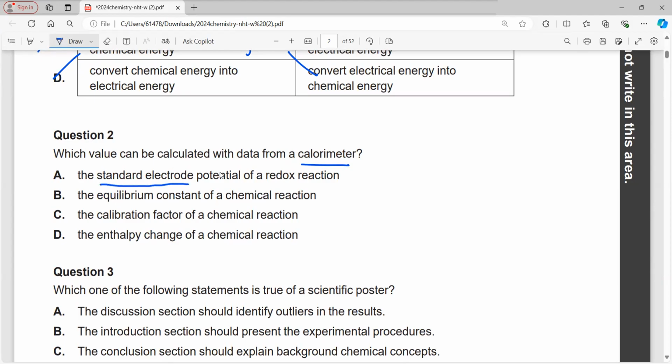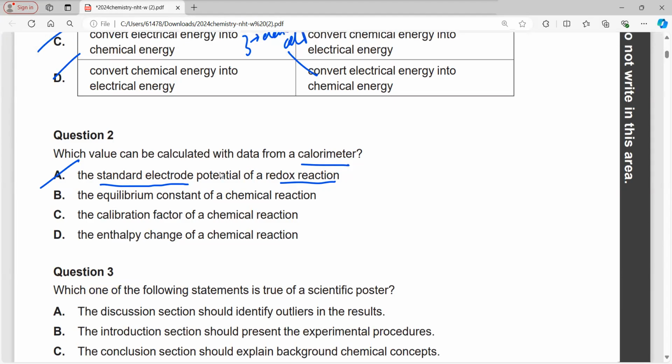So the standard electrode potential of a redox reaction, not really. We use a voltmeter for that. The equilibrium constant of a chemical reaction, again, not really, right? When a chemical reaction reaches equilibrium, we use the concentrations of each of those species, and then we calculate the equilibrium constant from that. The calibration factor of a chemical reaction. So again, yes, we can calculate that.